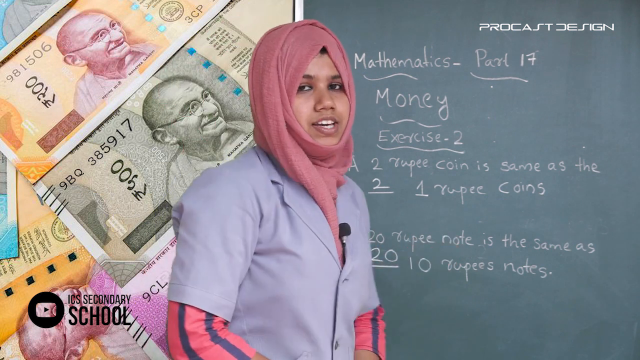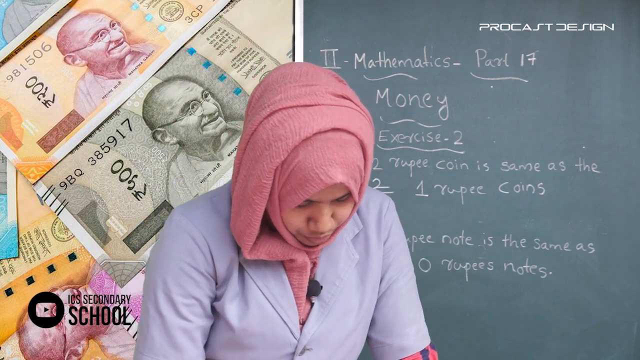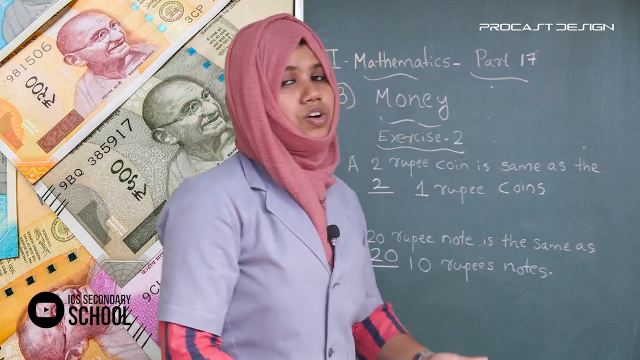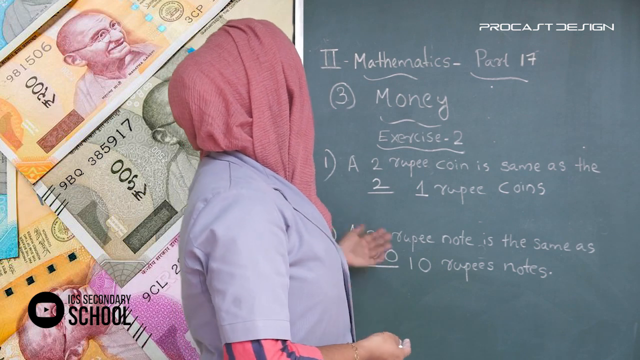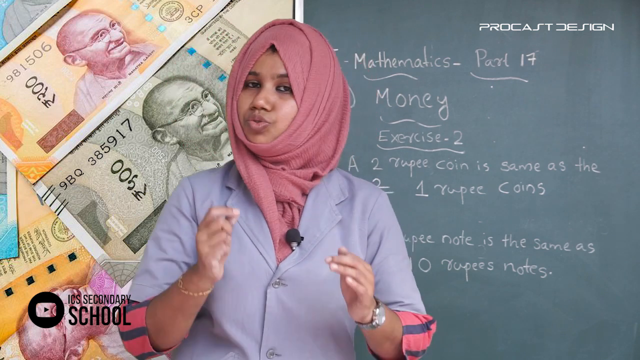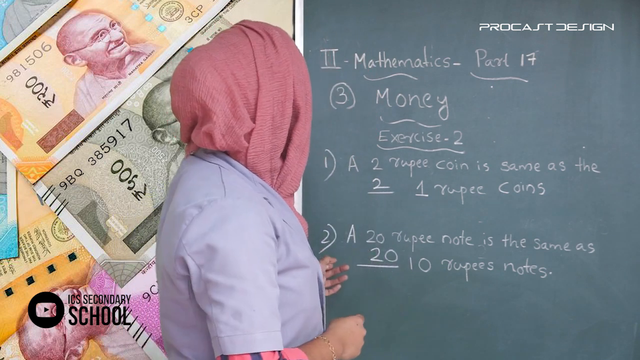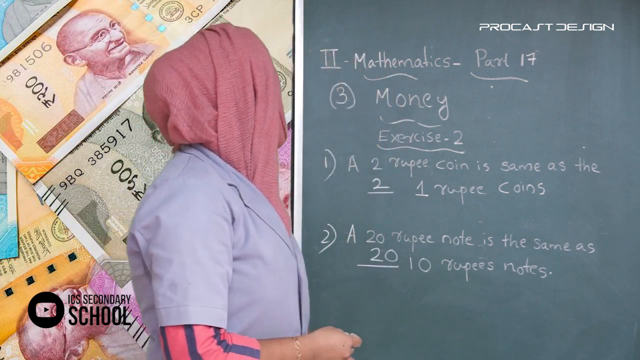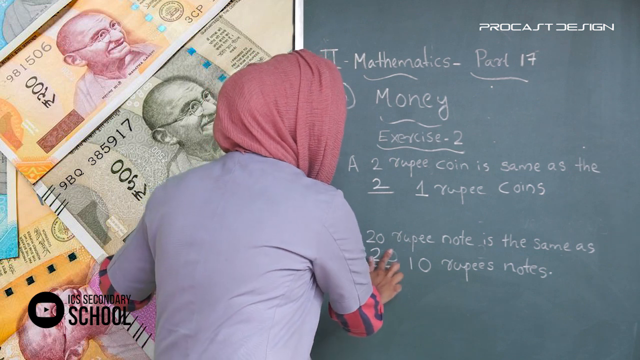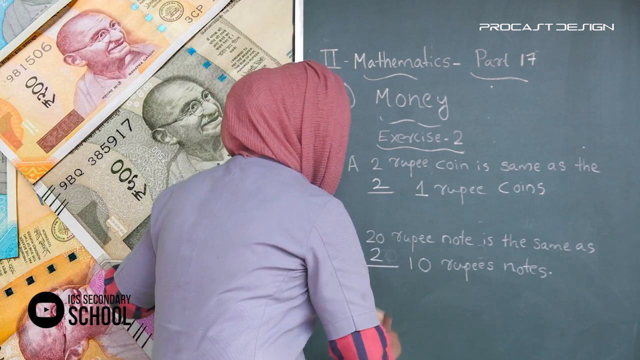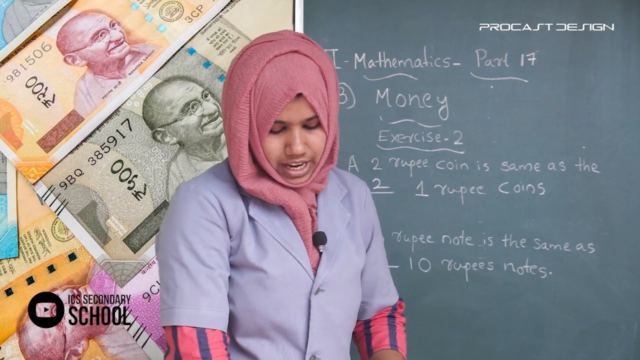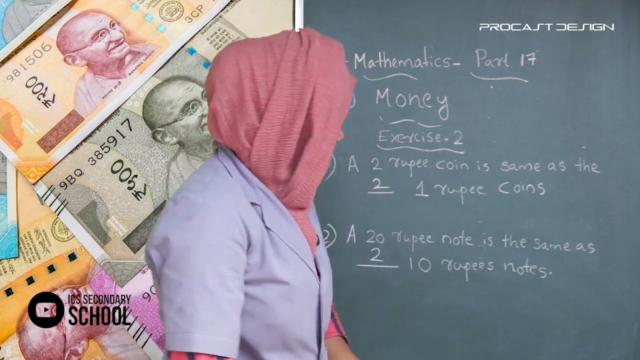Here's the answer on page 58, exercise 2. A 2 rupee coin is the same as 2 1 rupee coins. Second one, a 20 rupee note is the same as 2 10 rupee notes. Sorry, it's my mistake. Is it clear?